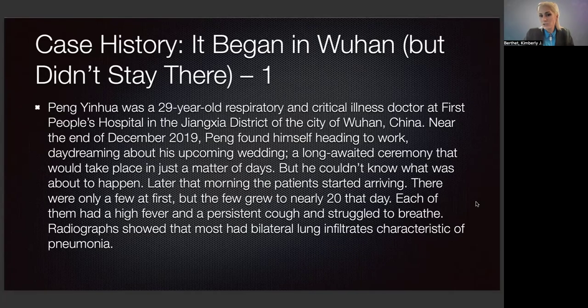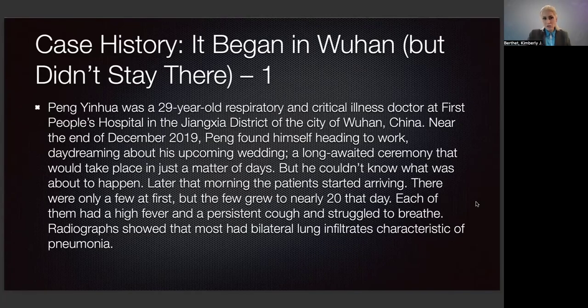Later that morning, the patients started arriving. There were only a few at first, but a few grew to nearly 20 that day. Each of them had a high fever and a persistent cough and struggled to breathe. Radiographs showed that most had bilateral lung infiltrates characteristic of pneumonia.